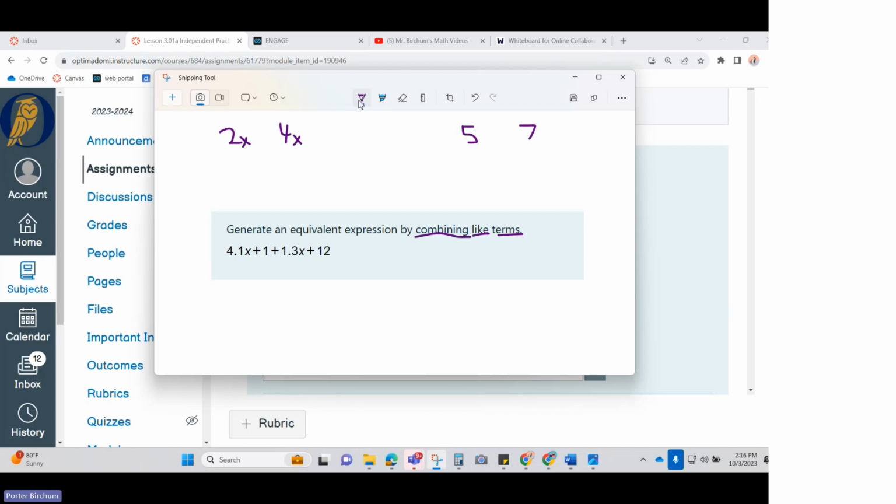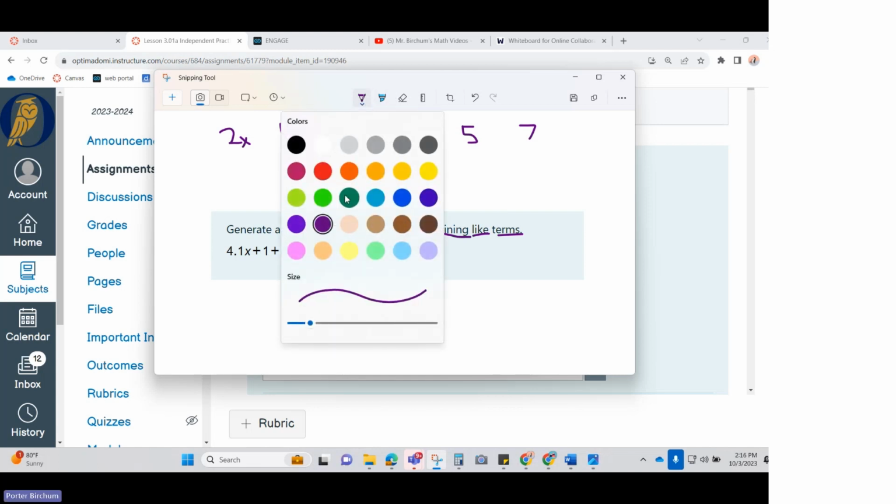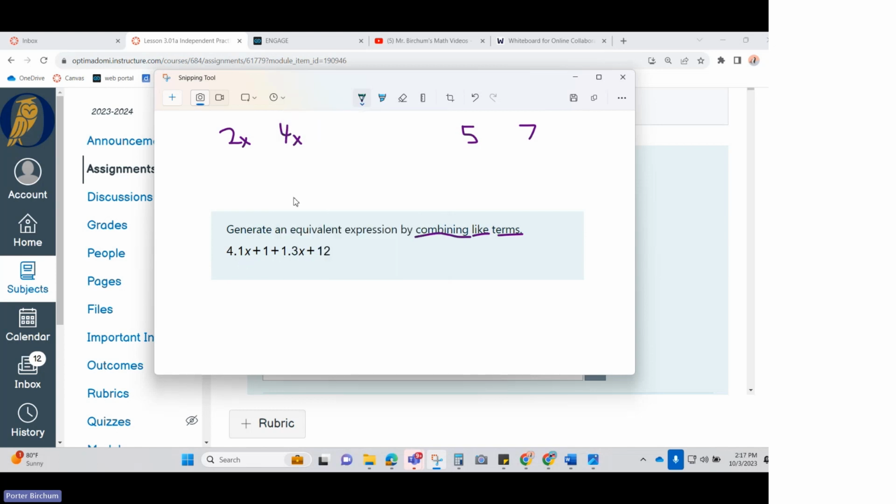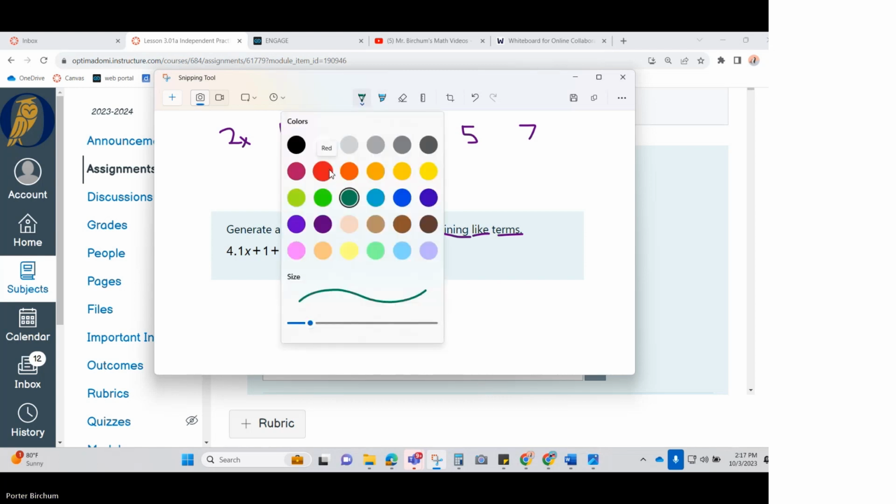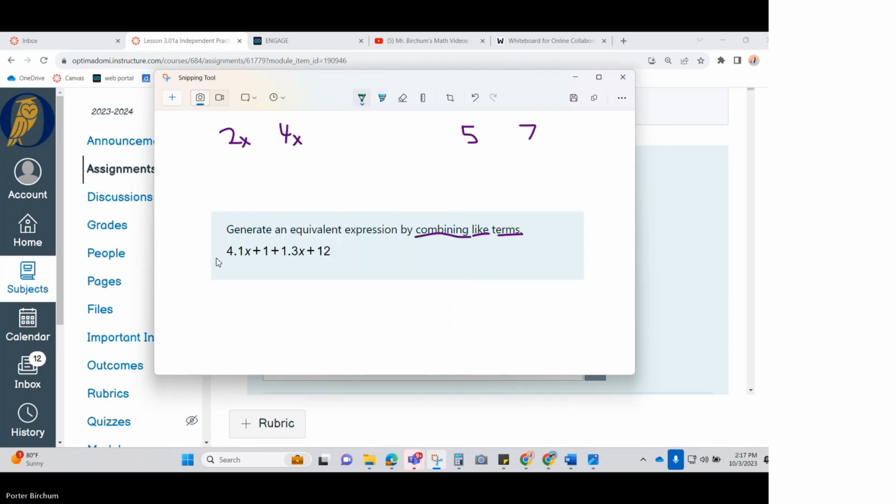Okay, so I'm going to use a tally mark system. I'm going to use greens for positives and reds for negatives. I'm going to start with my x's. So right here I have 1, 2, 3, 4.1 positive x's. Here I have 1.3 positive x's. How many x's do I have altogether?